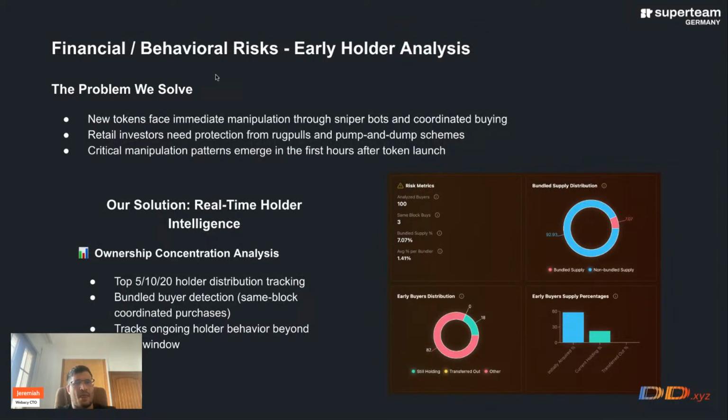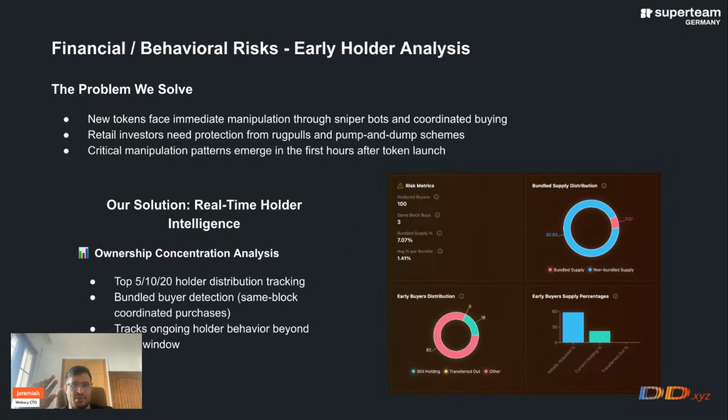So here we also have financial and behavioral risks. We do a lot of trading analysis and early holder calculation analysis, which is often helpful in detecting rug pulls. New tokens face immediate manipulation through sniper bots and coordinated buying, bundling. Retail investors need protection from rug pulls and these kinds of pump and dump schemes, and they're going on all the time. Manipulation patterns emerge in the first few hours after the token is launched.